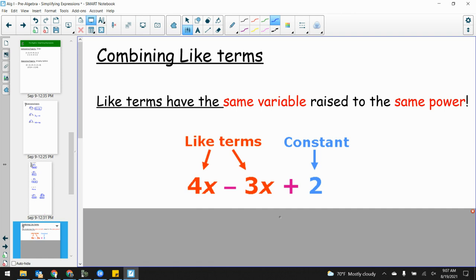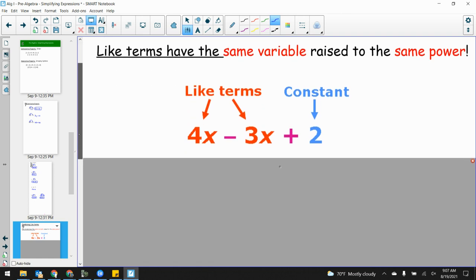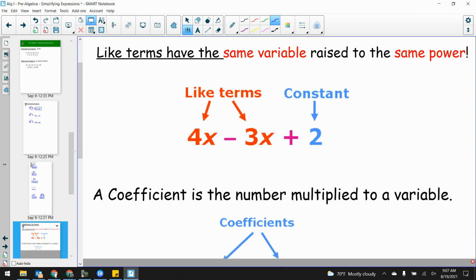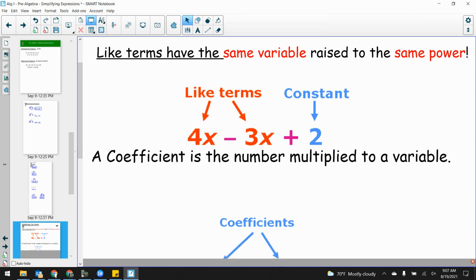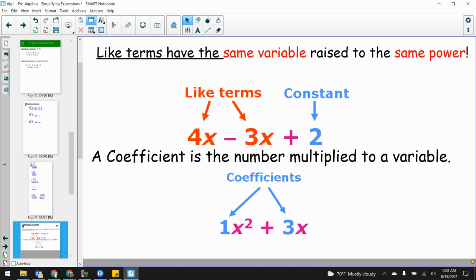So if you've got like x's and y's, they don't combine. If you have like 2x plus 3y, they don't combine. But if you have 4x minus 3x, they do combine. And how do they combine? You use the coefficients to combine them. And what are coefficients? Coefficients are the numbers that are in front of the variables. So like, for example, 4x minus 3x, you would just be taking 4 minus 3 to get 1. So 1x, or just x plus 2.